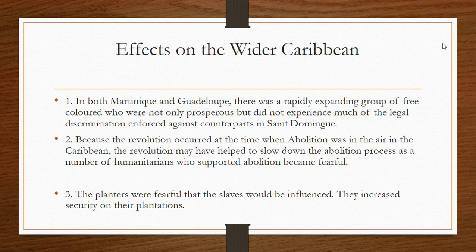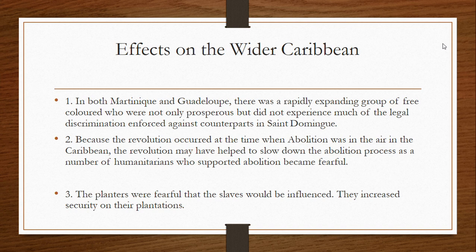What were the effects on the wider Caribbean? Now, these effects have somewhat already been discussed and will overlap here, but I wanted to specify them. The effects on the wider Caribbean are that in both Martinique and Guadeloupe, there was a rapidly expanding group of free coloreds who were not only prosperous but did not experience as much legal discrimination enforced against them as their counterparts in Saint Domingue.